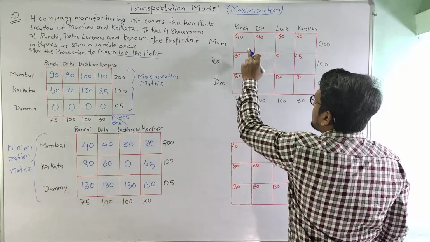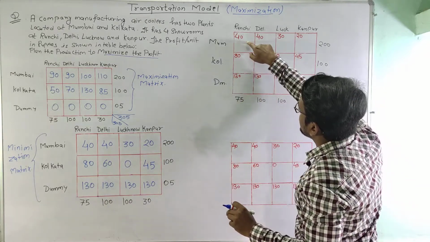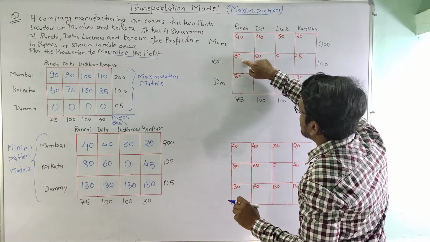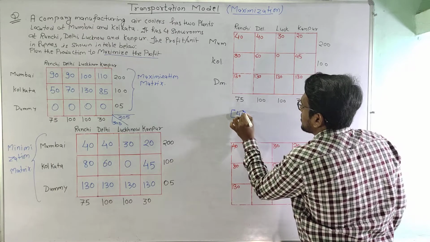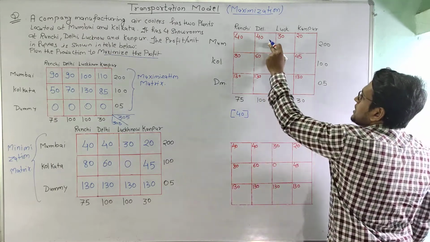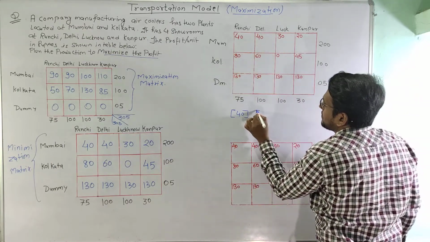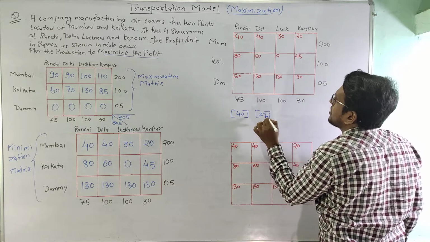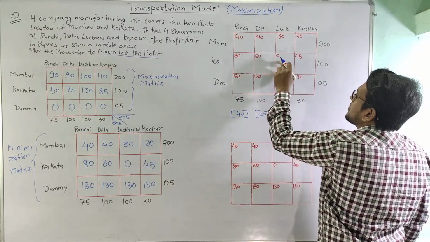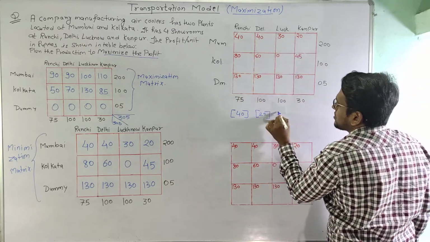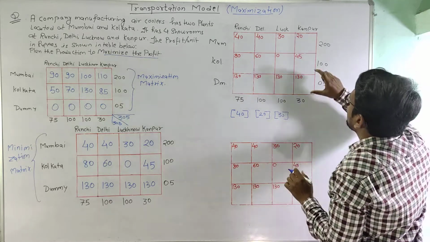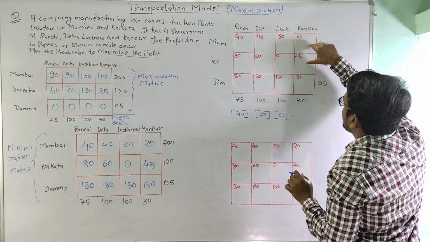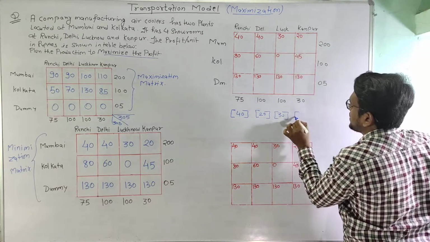So we'll start with this column. Minimum value is 40, next minimum is 80, so the difference is 40. And here minimum is 40, next minimum is 60, the difference is 20. Here minimum is 0, next minimum is 30, so the difference here is 30. Here minimum is 20, second minimum is 45, the difference is 25.